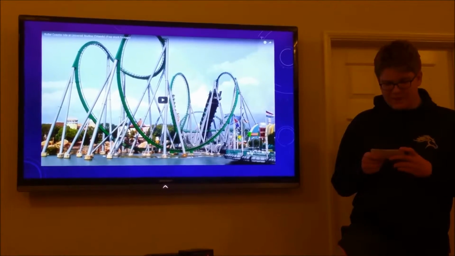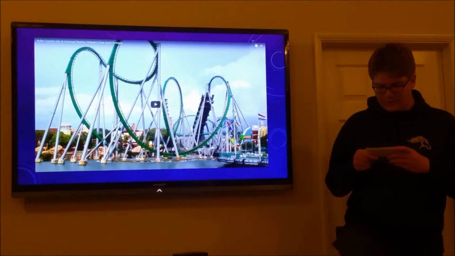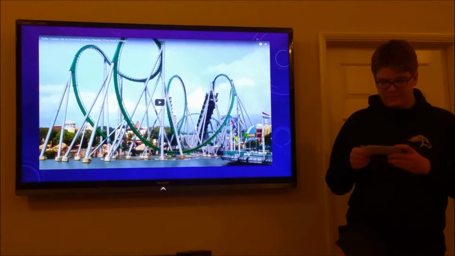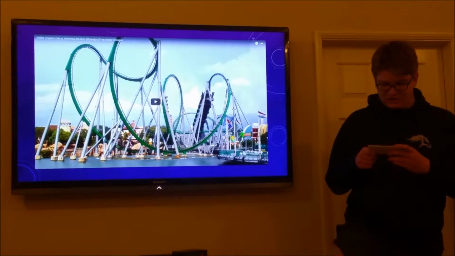So that's how you can use math to calculate the potential energy of a person on a roller coaster and how potential energy transfers to kinetic energy as they move.